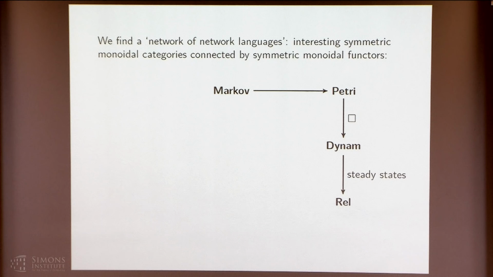We had worked out Markov processes, but actually Markov processes can be seen as a special case of Petri nets where every transition just has one input and one output. So this category here is embedded in this one.